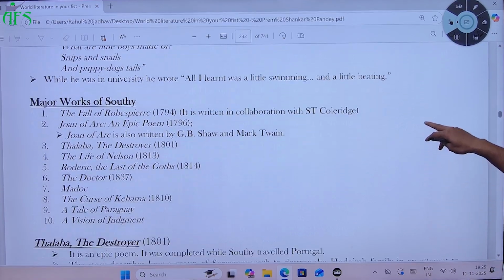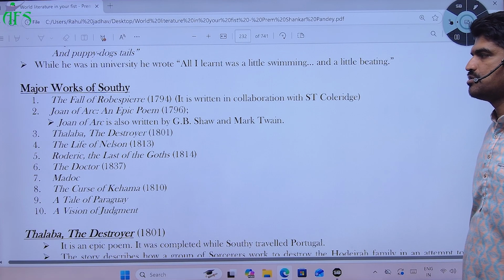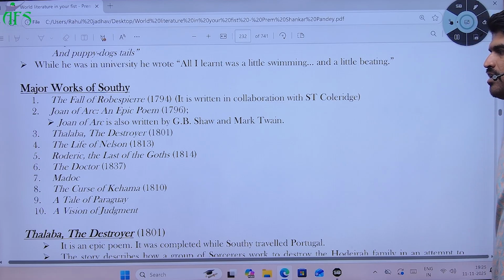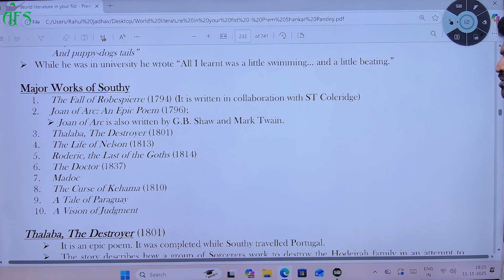His major works include The Fall of Robespierre, in collaboration with S.T. Coleridge; Joan of Arc, an epic poem, also written by G.B. Shaw and Mark Twain; Thalaba the Destroyer; The Life of Nelson; Roderick, the Last of the Goths; The Doctor; Madoc; The Curse of Kehama; and A Tale of Paraguay; then A Vision of Judgment.